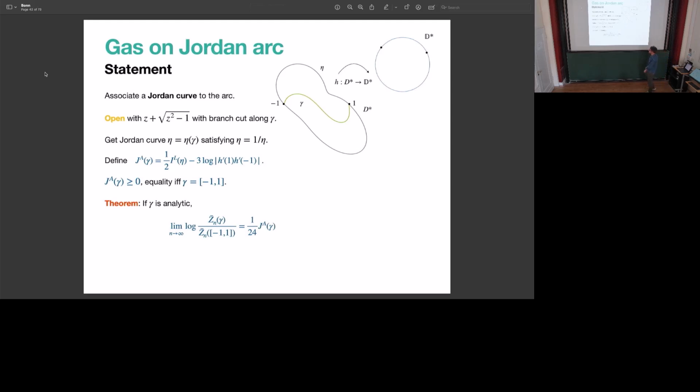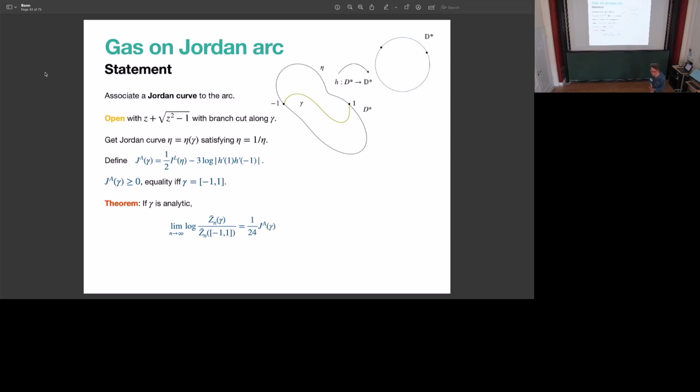Then one theorem, with a similar setup as before: I look at this kind of relative free energy. I compare the partition function with my Jordan arc gamma with that of the straight line segment. And then I have this little bar, which I didn't explain, but this is just that I've divided away the 2 times the capacity to the power n squared. That's the normalization.